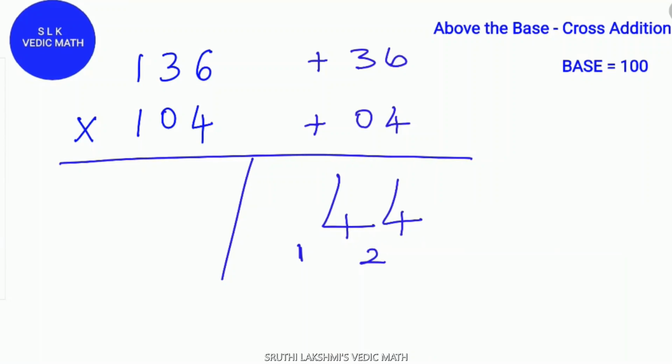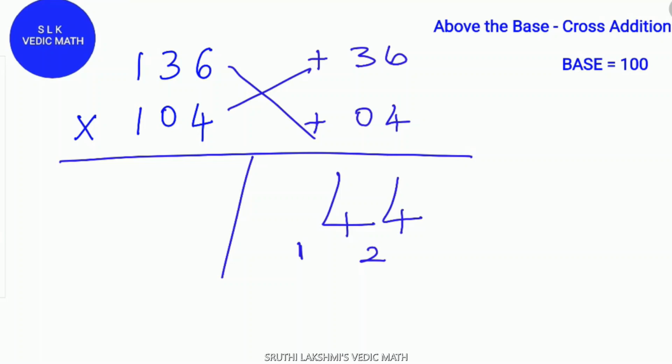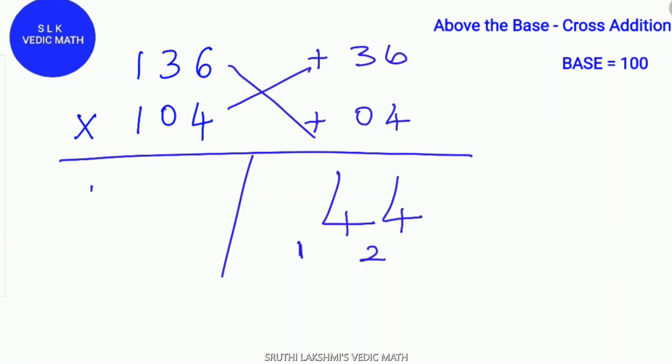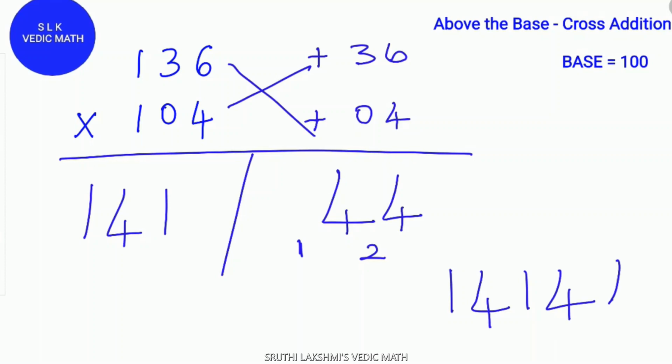Next, we cross add 136 plus 4 or 104 plus 36. They both give the same answer, which is 140. Remember the carry 1. So 140 plus 1. 140 plus 1 is 141. So we write 141. So 136 times 104 is 14144.